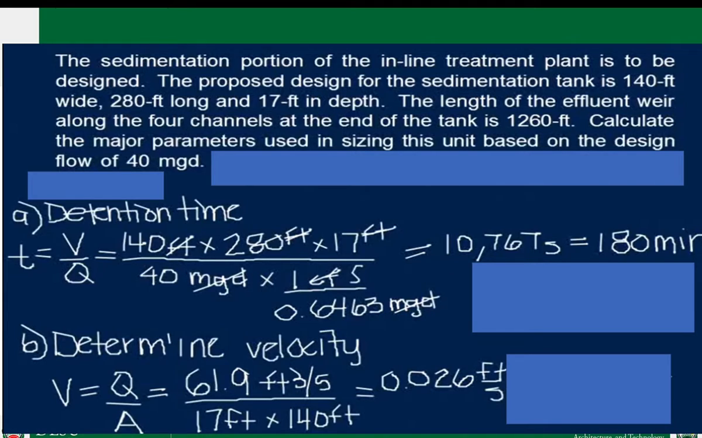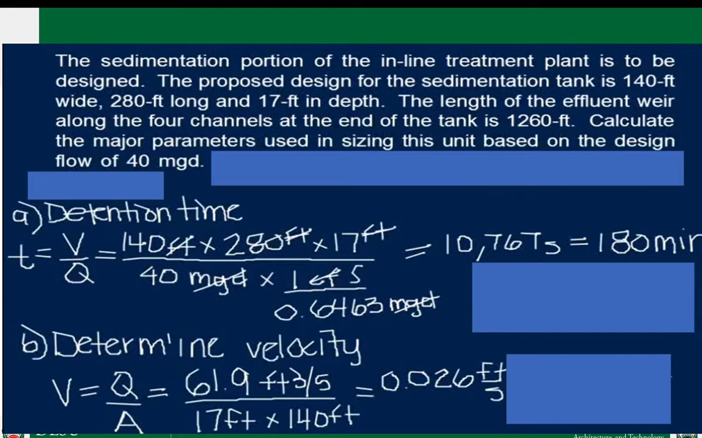And we're going to convert million gallons to cubic feet. So we multiply the denominator by 1 CFS, or cubic feet per second, divided by 0.6463 million gallons per day. This is the conversion unit here. And we arrive at an answer of 10,767 seconds, or in minutes, 180 minutes.